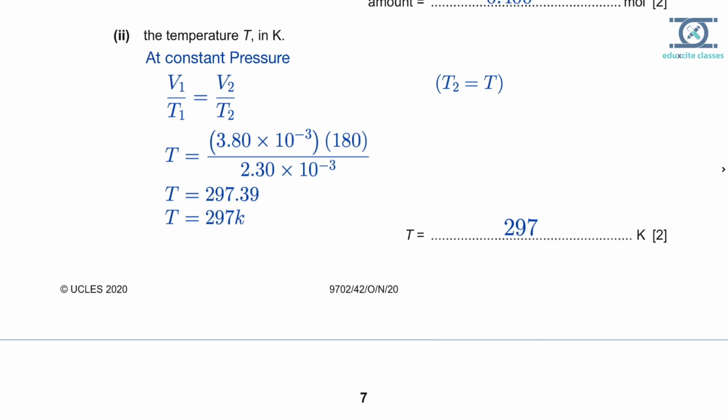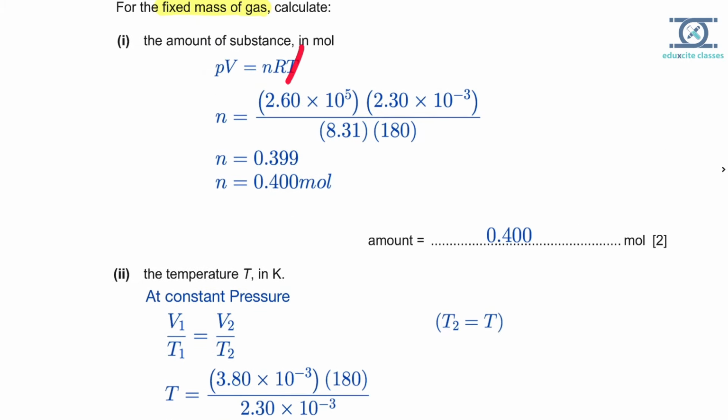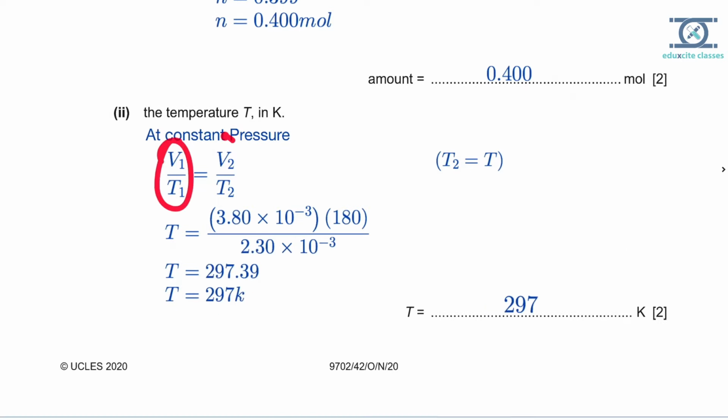Okay. Now find out the temperature T in Kelvin. We know that if it is an ideal gas at constant pressure, we can use this equation. If the pressure is constant, then I can say V upon T is constant. So the initial and final ratios of volume over temperature will remain the same. So V1 by T1 is equal to V2 by T2.